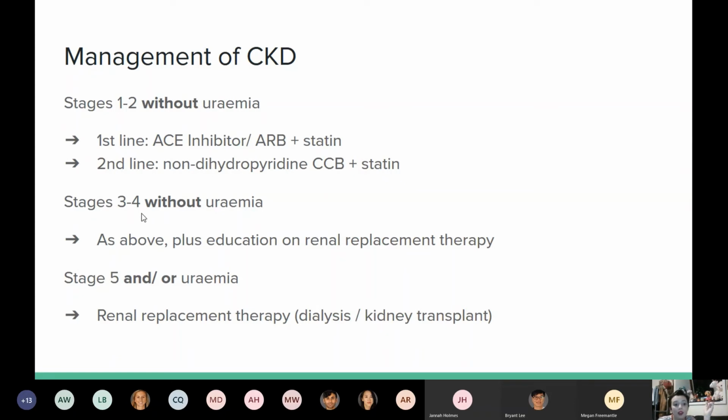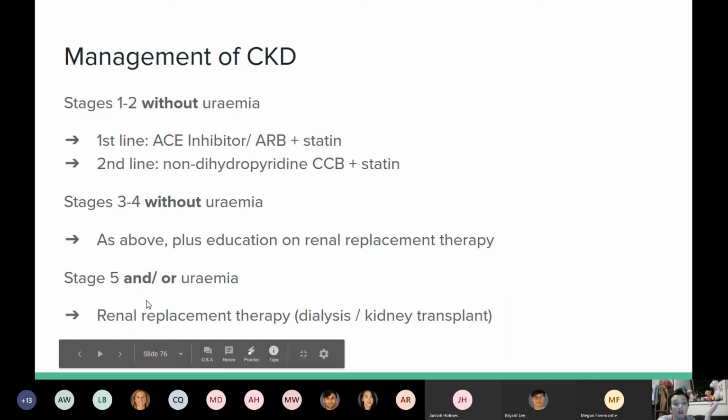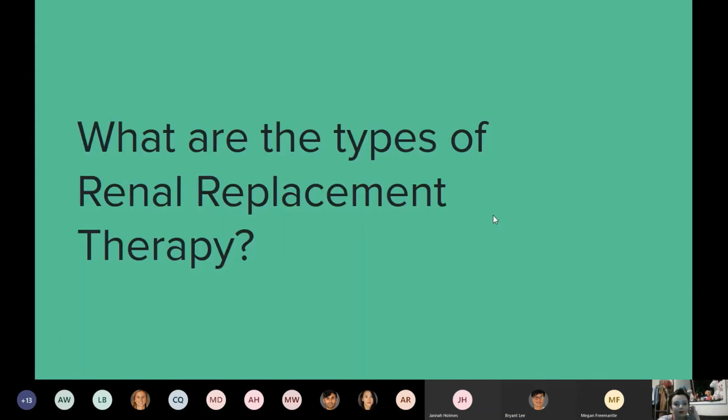Then second, when you've got stages 3 to 4 without uremia, it's as above, but you need to start giving them education on renal replacement therapy because unfortunately, by the time they've gotten to that point, it's more probable that they're going to need renal replacement therapy, which is when they're in stage 5 and or they've got high levels of urea in the blood. You're then thinking about renal replacement, which is either dialysis or kidney transplants.